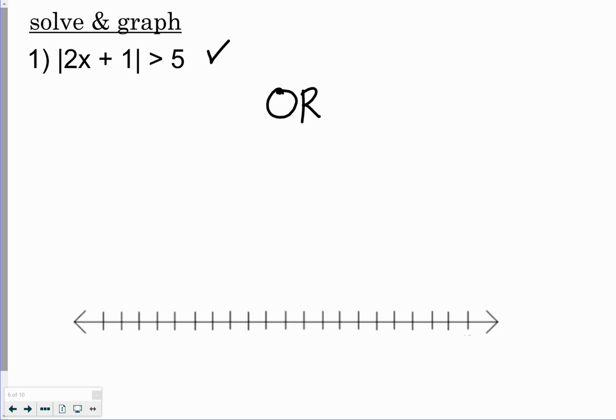Now, watch what I write on the right side. 2x plus 1 is greater than 5. Do you see how that's exactly the same? You see that's exactly the same, just no more absolute value. No, you don't, Frank? It's exactly the same as this with no absolute value.